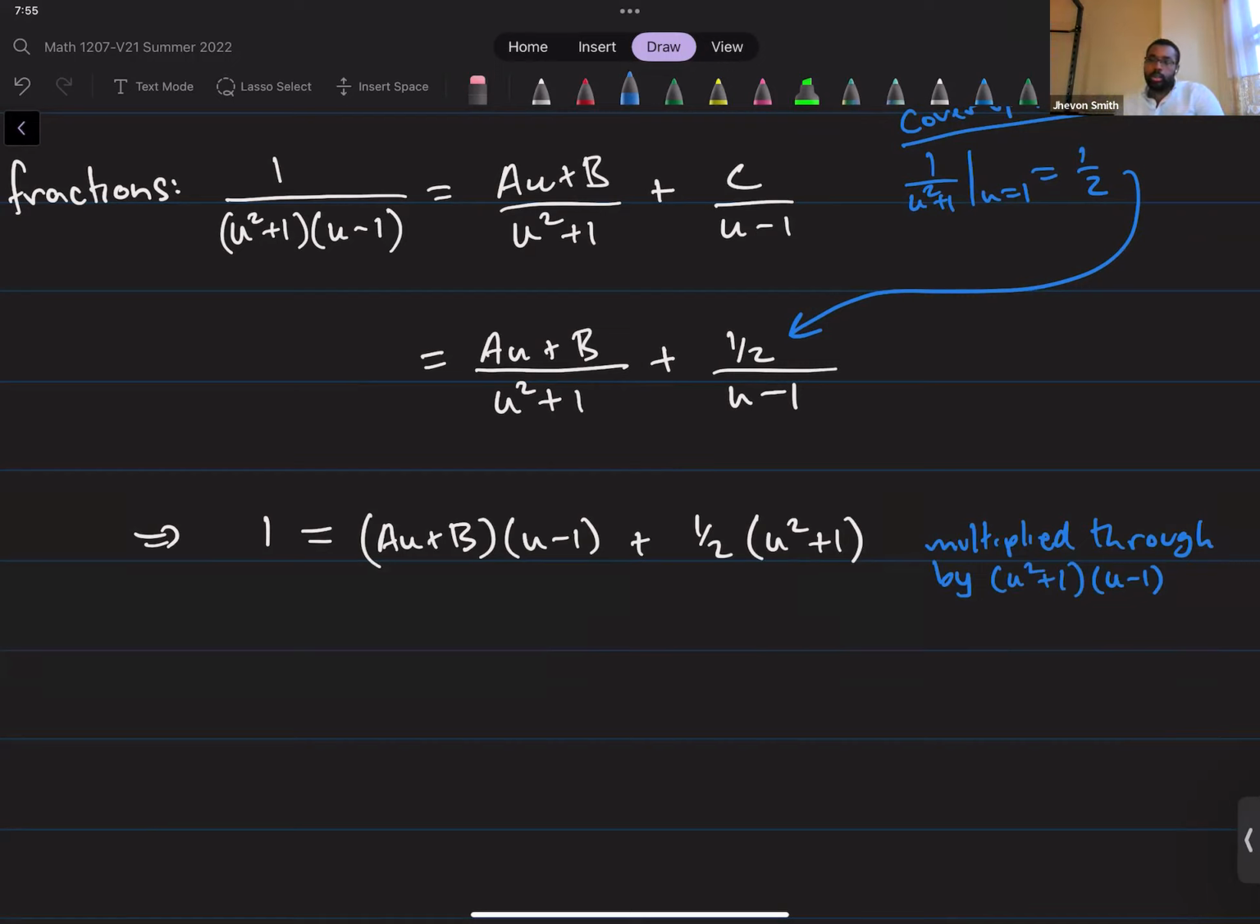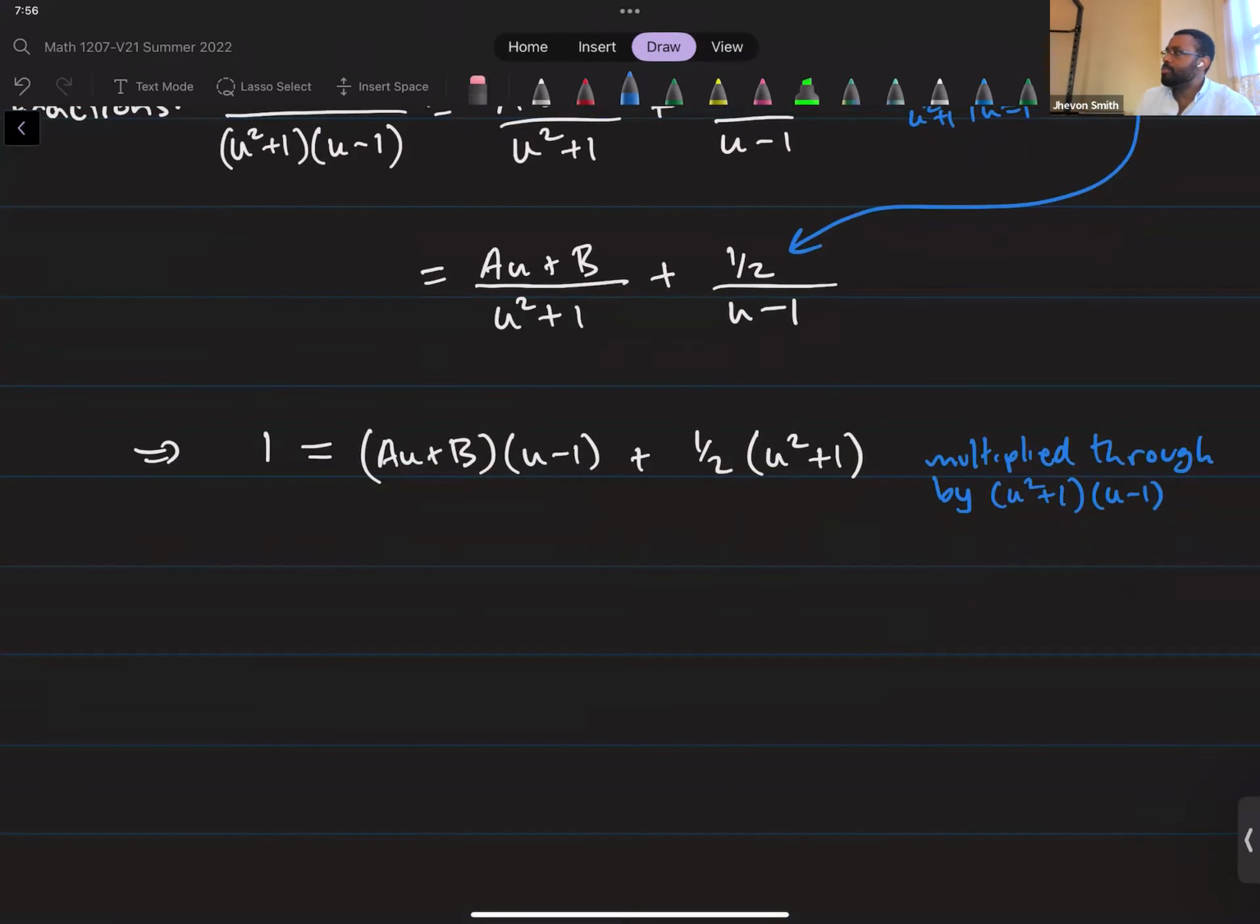And so at this point, there are a couple ways to proceed. You can plug in two different values of u and get two separate equations for A and B. The other thing you can do is you can multiply out, group like terms, and then you can find the values of A and B that way. So we have a couple options here. So let's say I went with multiplying out, because that's kind of the way I had you do it yesterday.